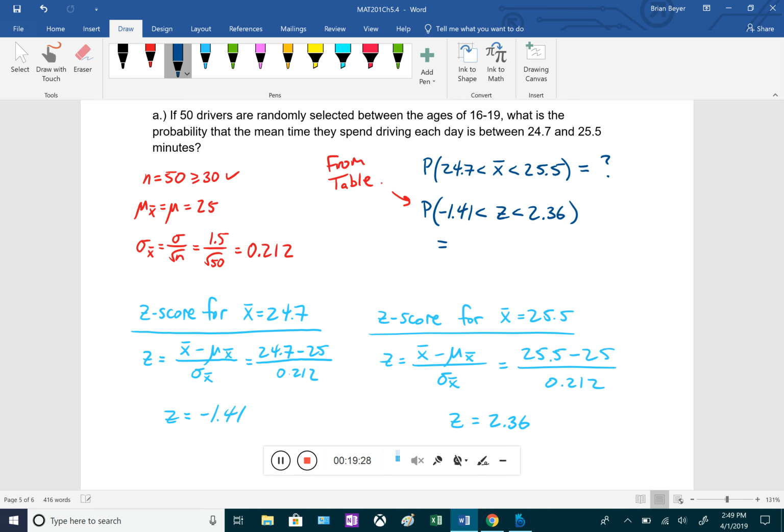Okay, so from the table, the area to the left of 2.36 is going to be 0.9909 minus the area to the left of negative 1.41. That's 0.0793. So we subtract those, we get 0.9116. Okay, so about 91% chance of this happening.